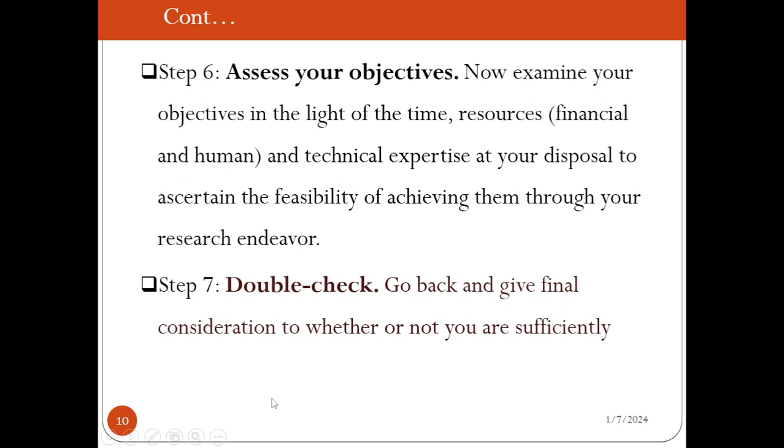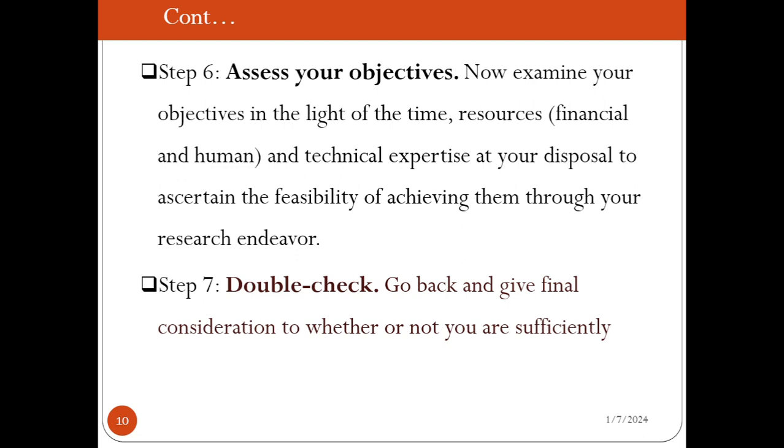And then step 7, double check. Double check means that now you go back from the very first step, cross check, and think of every step deeply and profoundly. So the way you have, for example, formulated your research question, your research problem, you have set your objectives, in many things. Is it really possible for you? This is the very final step. You are finalizing. So whatever consideration or concern you have, you have to cross check.